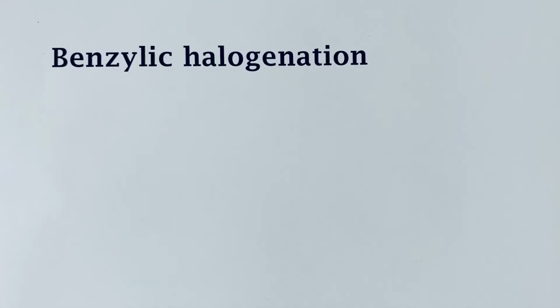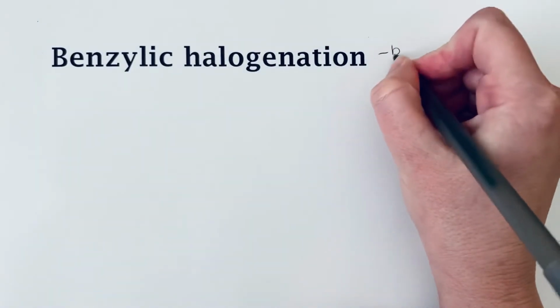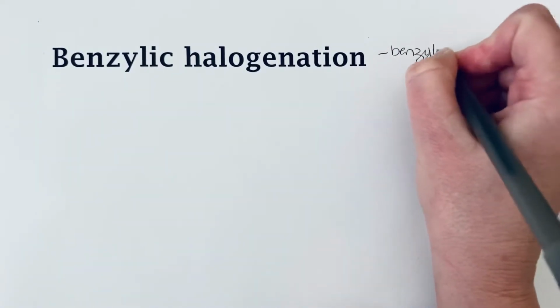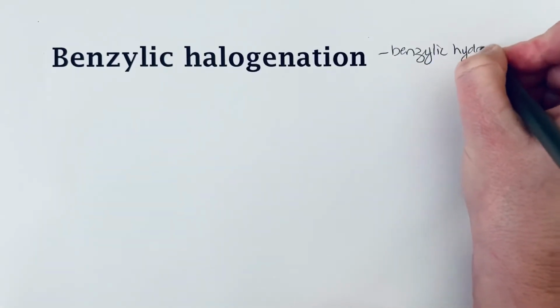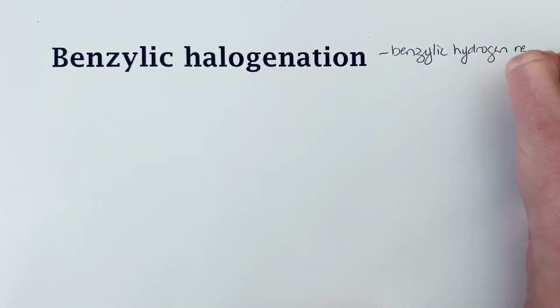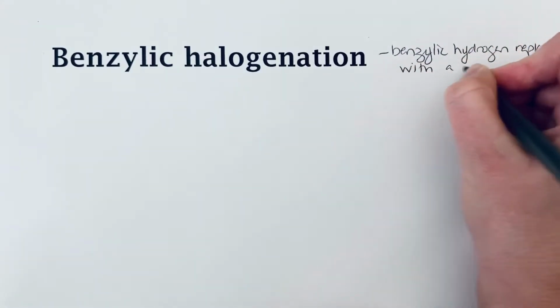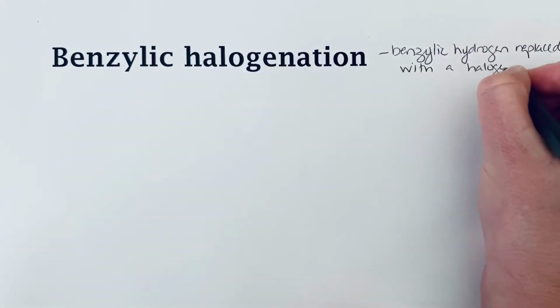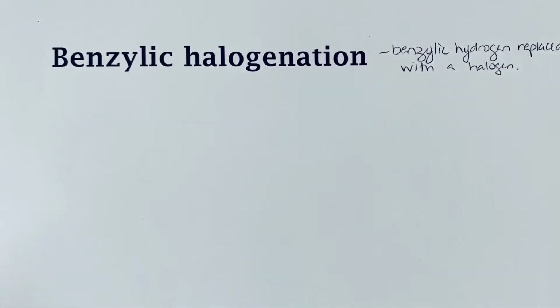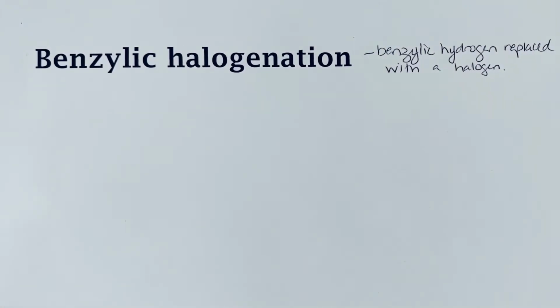Benzylic halogenation. In a benzylic halogenation reaction, a benzylic hydrogen is replaced with a halogen. Like with allylic halogenation, what we're going to see most often is that we will be adding a bromine.